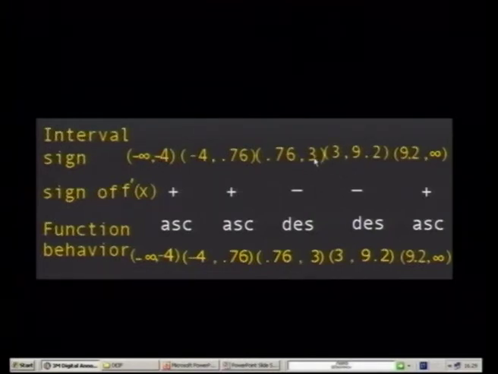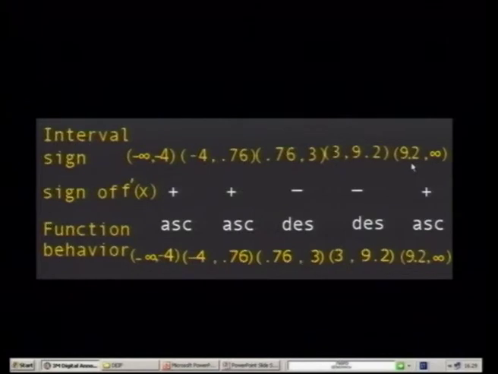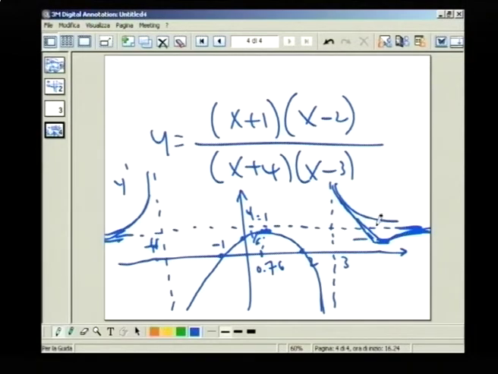It means that the function goes down here, it descends, and here also it descends. But then it goes up again at 9.2 in the other interval. After 9.2, the derivative is positive. So the derivative is negative here, and positive here. So it means that the point 9.2 is a local minimum.